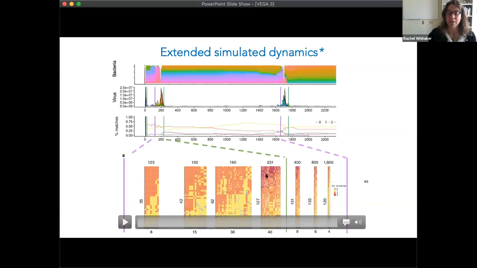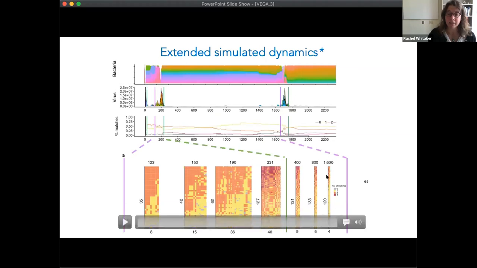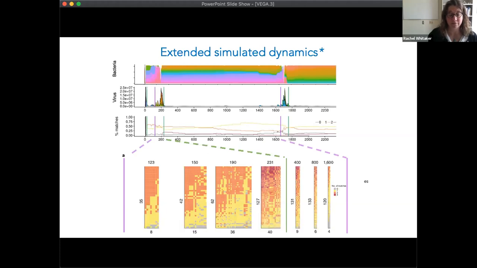Over time, the viruses that are matched by multiple matches go extinct, and the number of viruses that match their hosts by just one or zero matches increases relative to the rest of the population. When enough virus strains are matched by zero or one matches, that's a time when the virus epidemic can happen.